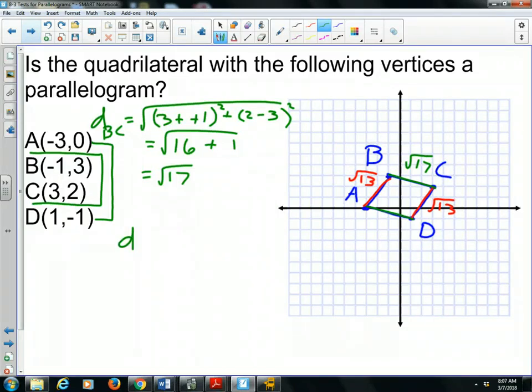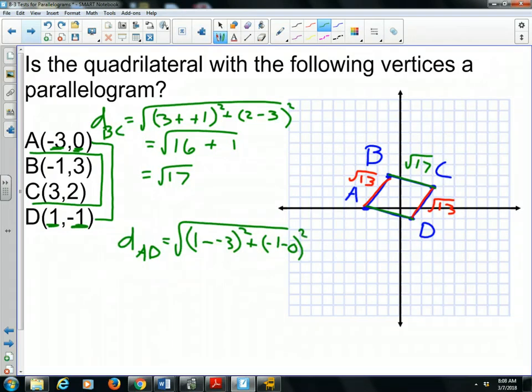The distance from A to D is the square root of x2 minus x1. 1 subtract a negative 3. That quantity squared plus y2 minus y1. A negative 1 minus 0. That quantity squared. 1 minus negative 3 is 1 plus 3, which is 4. 4 squared is 16. A negative 1 minus 0 is negative 1. Square is a positive 1. And we get the square root of 16 plus 1, which is the square root of 17 units.